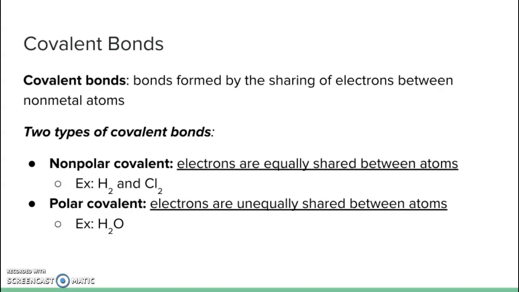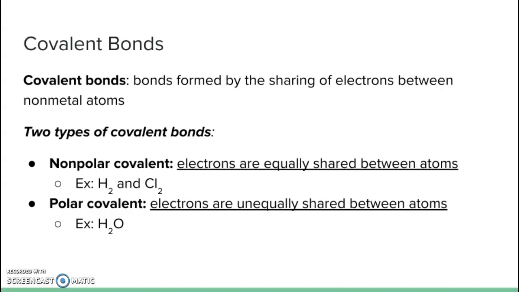One is called a nonpolar covalent bond, and one's a polar covalent. Nonpolar covalents are covalent bonds in which electrons are equally shared, okay? So when I'm sharing those electrons, they're equally shared between the two. For example, if I have H2, or hydrogen, the two electrons being shared between the two hydrogens are being shared equally. So each of them is getting an equal amount of time with their electrons.